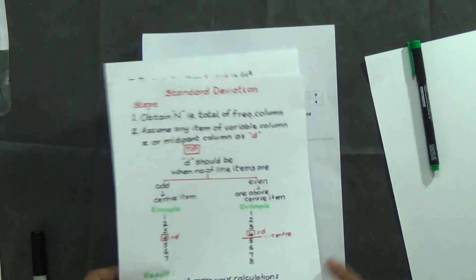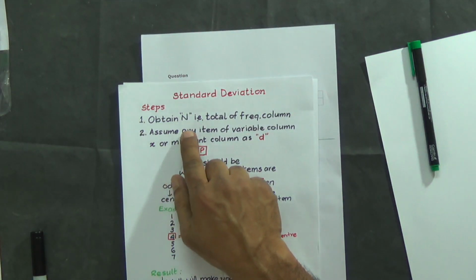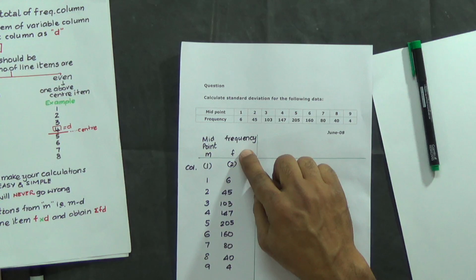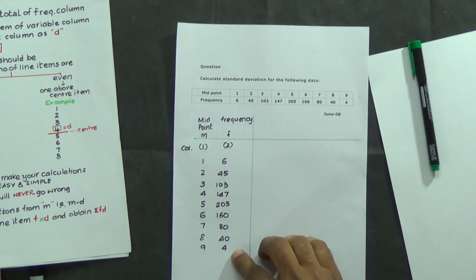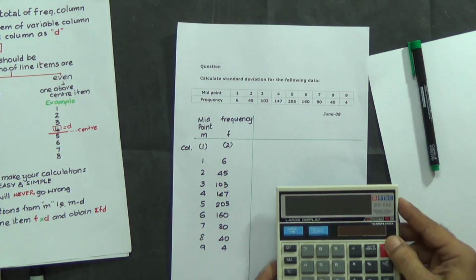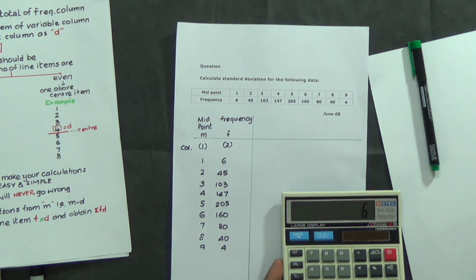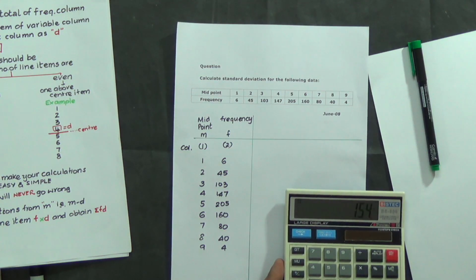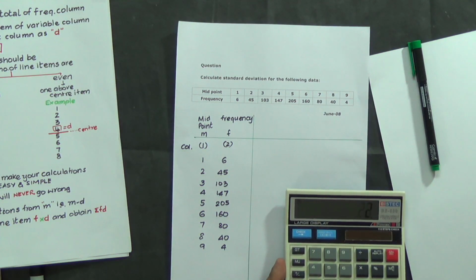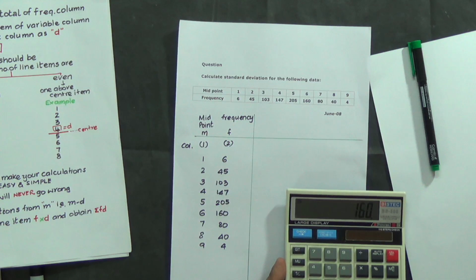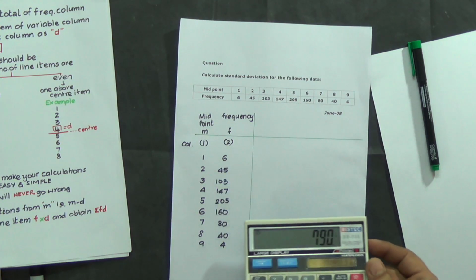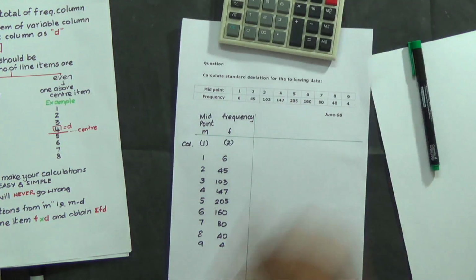Whatever I write from now on will be the solution part. Step number 1. Obtain n. N is the total of the frequency column. This is the frequency column. Let us take a total of this. I have a calculator here. The total of this will be 6 plus 45 plus 103 plus 147 plus 205 plus 160, 80, 40 and 4, totaling to 790. This 790 is copied here.